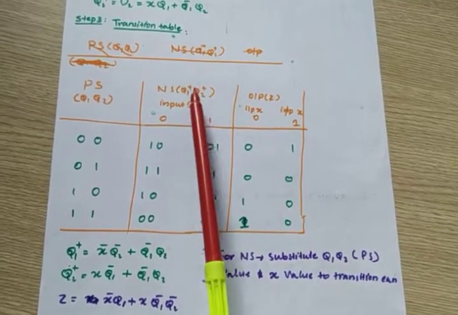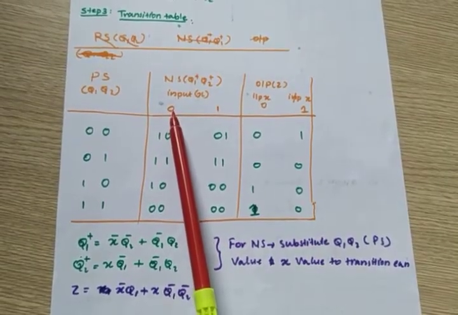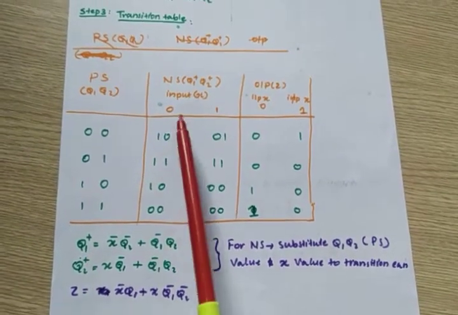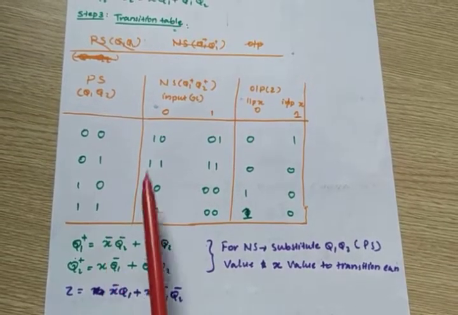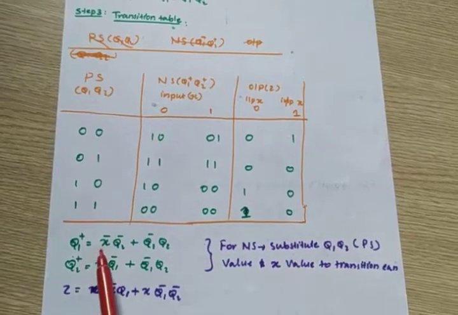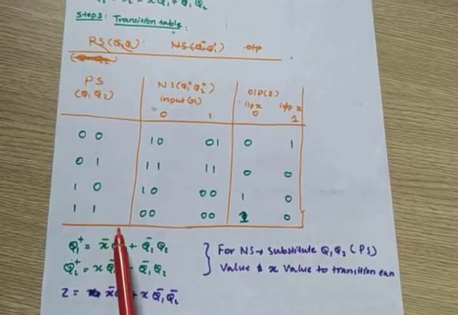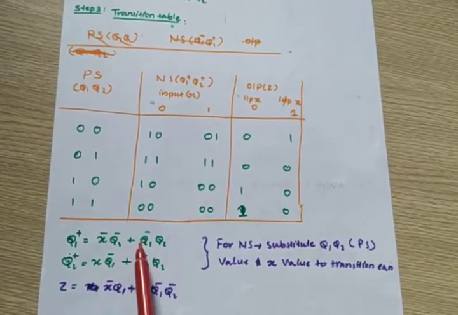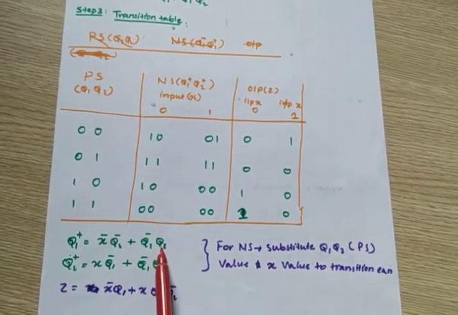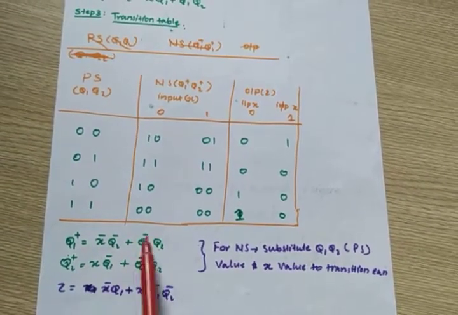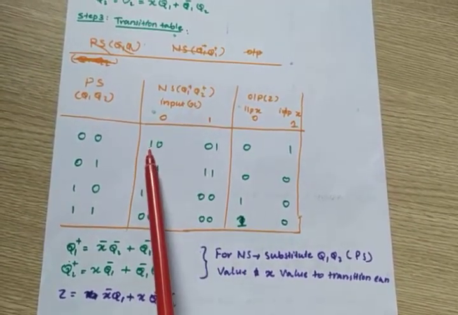So for the next state, first you need to find q1 plus. For the input 0, what is q1 plus? x is 0 here, so substitute 0. Here it is x bar, so it is 1. q2 is 0, so q2 bar is 1, so 1, plus q1 bar. What is q1 bar? 1, and q2 is 0, so 1 into 0 is 0. 0 plus 1 is 1 only. So for input 0, q1 plus is 1.